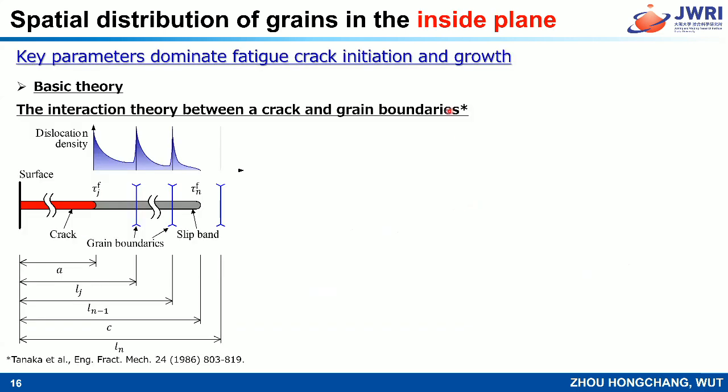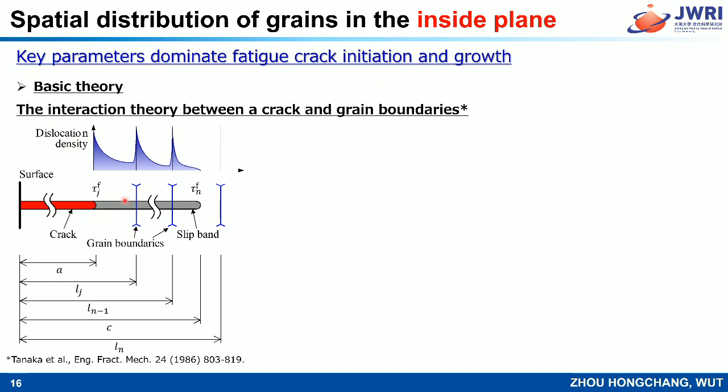And the next step is to define the microstructural distribution in the inside plane. Firstly, we need to understand the key parameters that dominate fatigue crack initiation and growth. Firstly, we use the basic theory proposed by Professor Tanaka. That is the interaction theory between the crack and the grain boundary. So in this theory, we can find the relationship between the crack tip and the grain boundary, and we will calculate the dislocation density based on this distance.